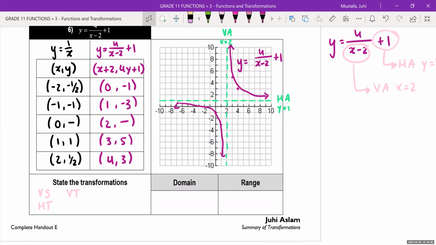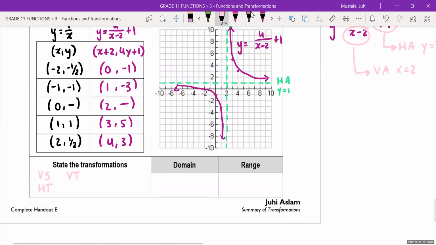For the domain, the only restriction is x cannot equal 2, and the range will be y cannot equal 1. So we're going to say the set of all x values such that x can never equal 2, and x includes all real values. And the range is the set of all y values such that it's basically whatever the asymptote is, that is what the number cannot equal in the domain and range.